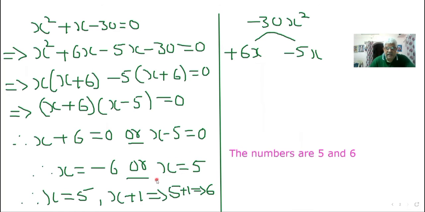But they said consecutive natural numbers. Natural numbers means minus 6 cannot be taken. Therefore, I take the x value as 5. X is 5 means x plus 1 is 5 plus 1, which is 6. Therefore, what you can conclude is the numbers are 5 and 6. These two are the consecutive natural numbers according to this problem.